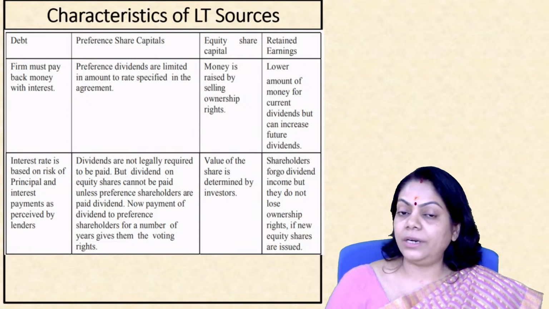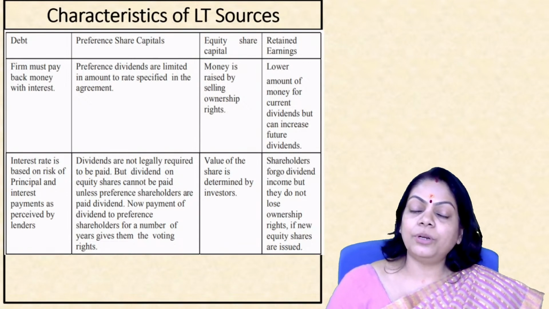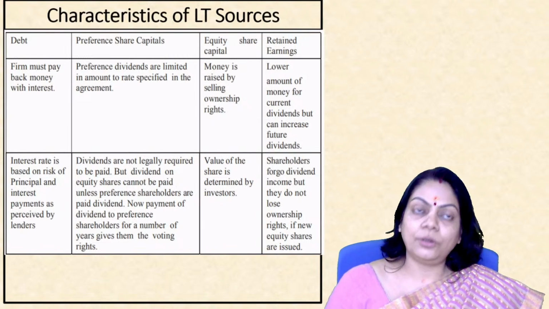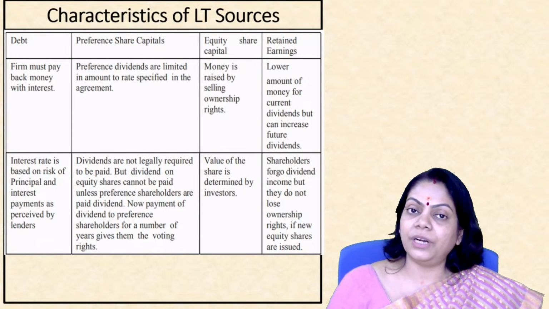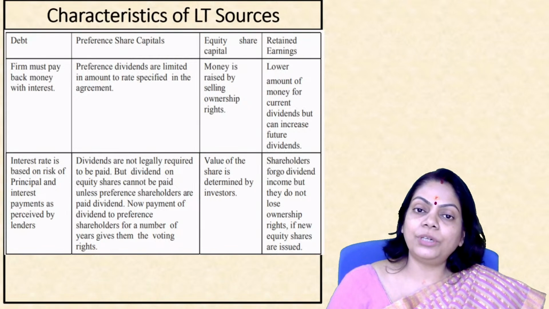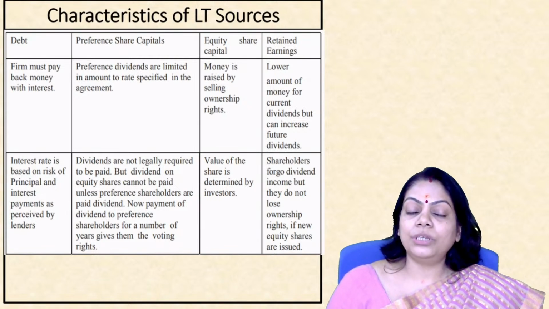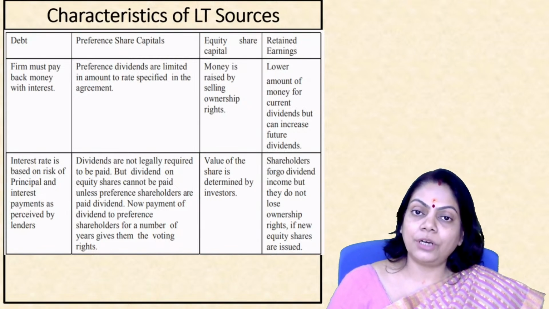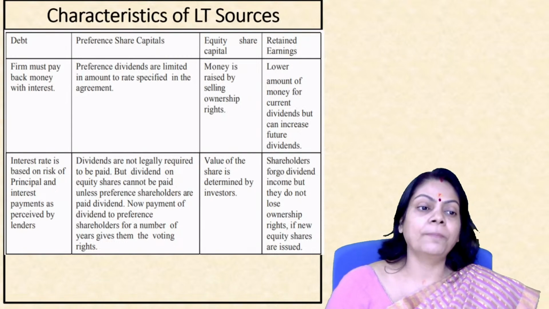Now, what is retained earning? The part of the profit that is distributed to the investors is known as the dividend, and the part which is not distributed is known as the retained earning. So the undistributed part of the profit with the company is known as the retained earning.